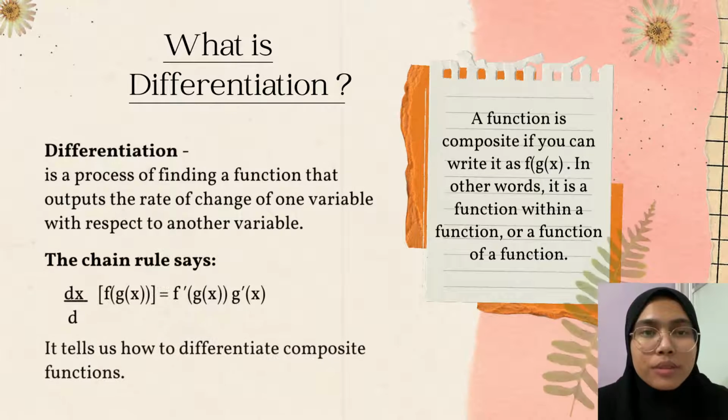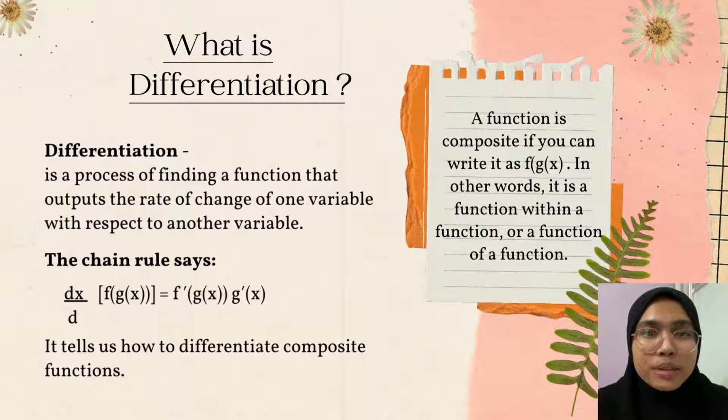So the meaning of differentiation is a process of finding a function that outputs the rate of change of one variable with respect to another variable. So here is what the chain rule says, and it tells us how to differentiate composite functions.